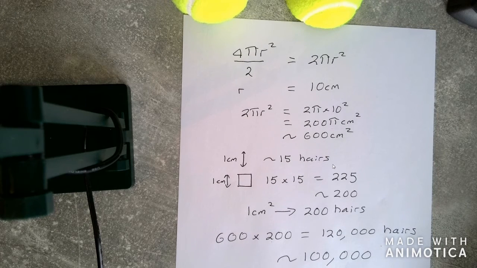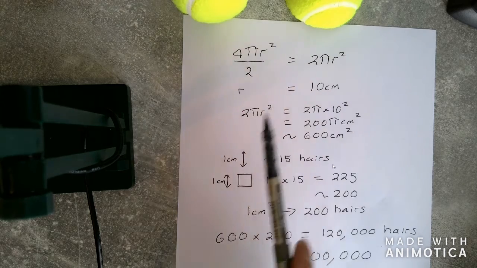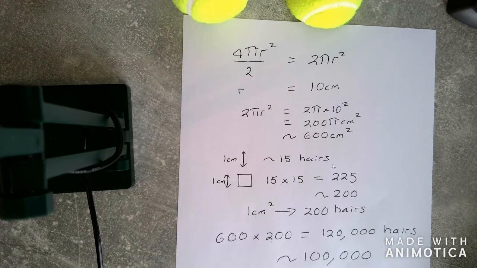So this estimation has come up quite close, and it's quite incredible really to think about the fact that there are approximately 100,000 hairs on your head. So I just thought I'd show you how I would go about a Fermi question, and Tuesday's is a little bit easier, where you have to estimate the number of times your heart beats in a lifetime.